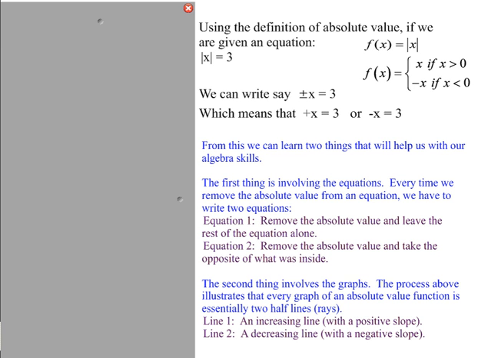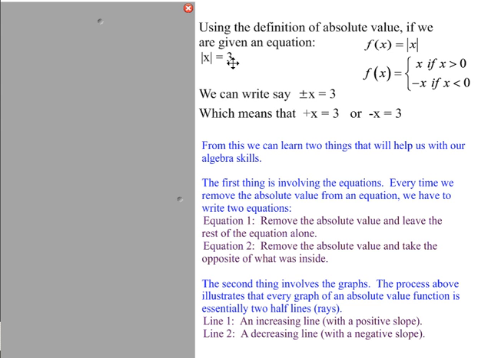Solving absolute value equations. In the previous exercises, we learned how to graph absolute value functions. The purpose is to help us with the algebra related to solving absolute value equations. The equation we're going to start with is a very simple equation, absolute value of x equals 3.